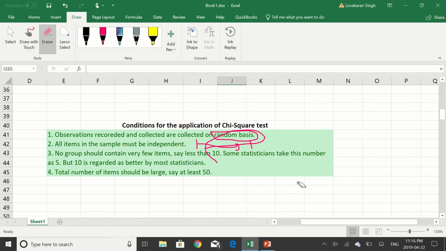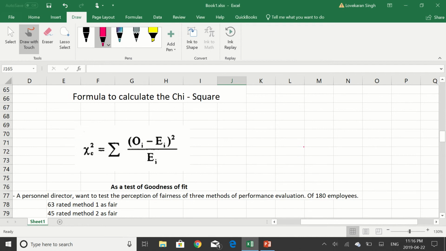Number three: no group should contain very few items, say less than 10, or some statisticians take this number as 5. Number four: the total number of items should be larger, or at least 50. The formula to solve chi-square is sigma of (observed frequency minus expected frequency) squared, divided by expected frequency.